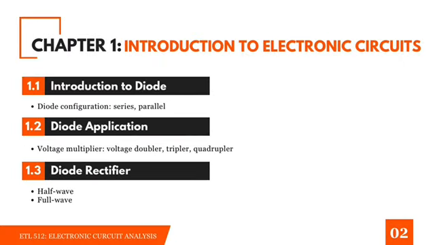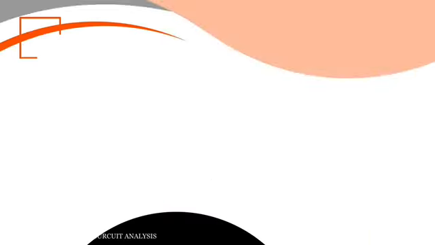In Chapter 1, students will be introduced to the basic principles of diodes in electronic circuits. It begins with an overview of diode configurations, including series and parallel arrangements. The chapter then explores practical applications of diodes, focusing on voltage multiplier circuits such as voltage doublers, triplers, and quadruplers, which are essential for increasing voltage in electronic systems. Finally, it covers diode-based rectification methods, specifically half-wave and full-wave rectifiers, which are fundamental to converting AC signals into DC power.